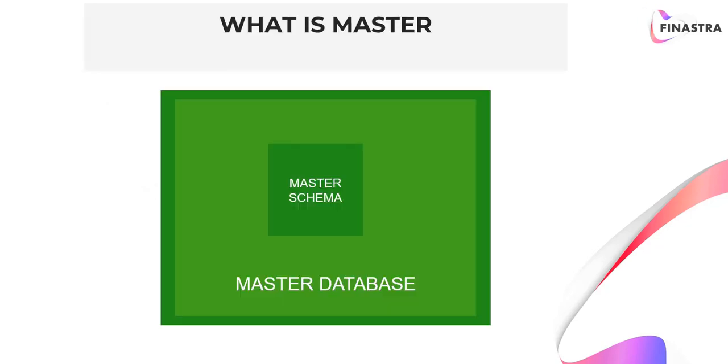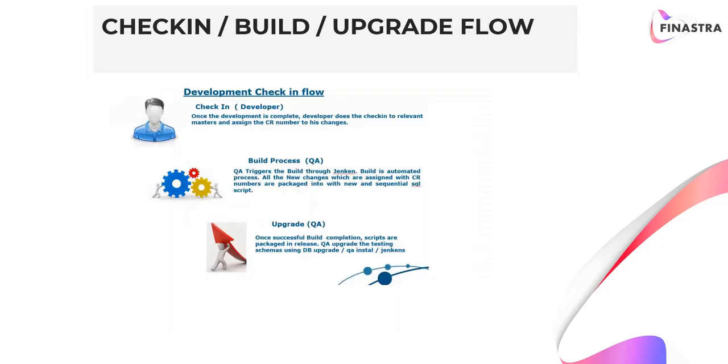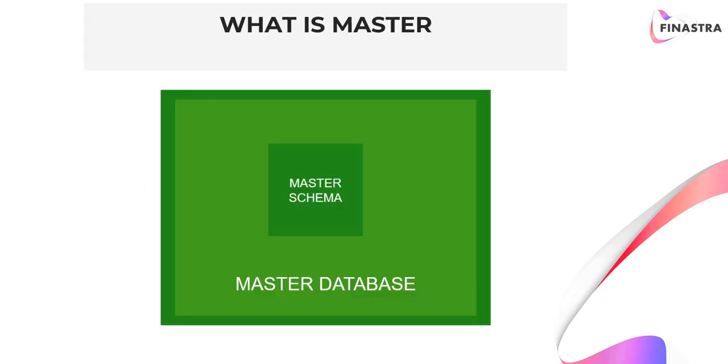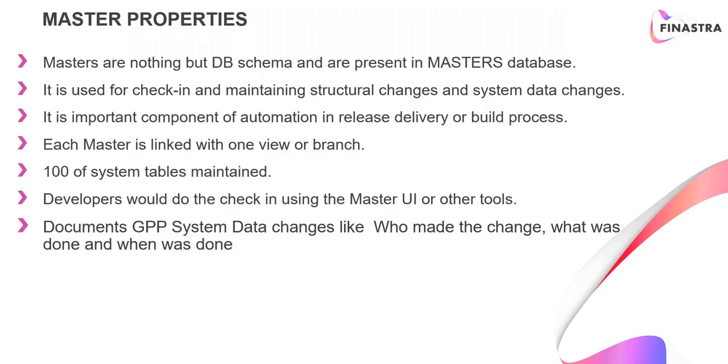So master is one of the important components of the release delivery automation. In the check-in, or we can say in the build process, it is one of the important components. Without it, the automation is not possible. So what is master? Master is a simple schema of one database, or we can call it a database user. Okay, so what are the properties of masters?